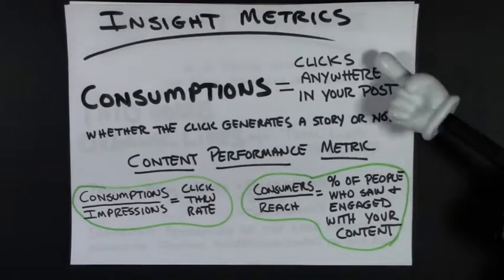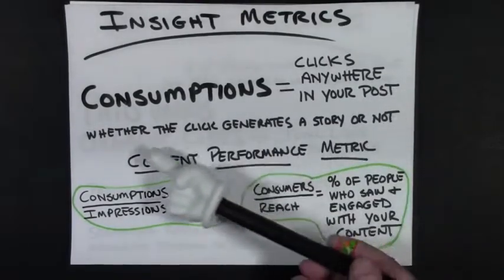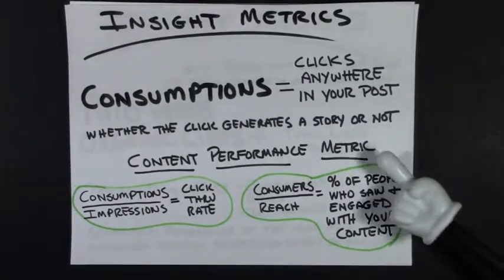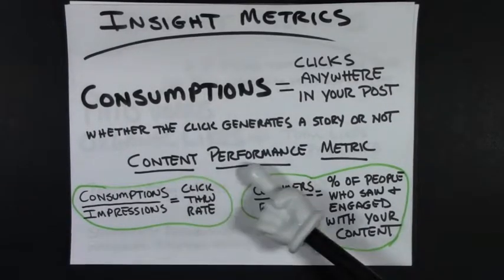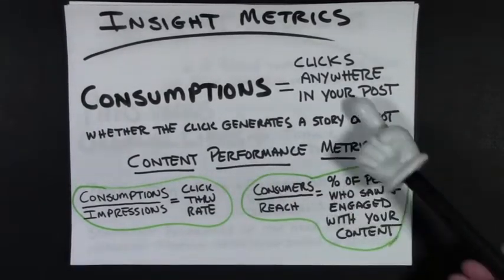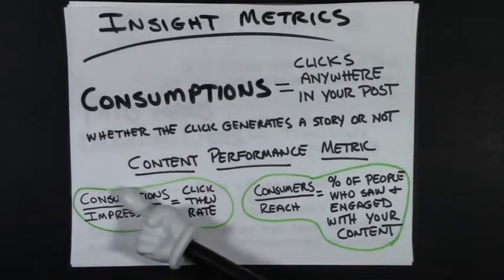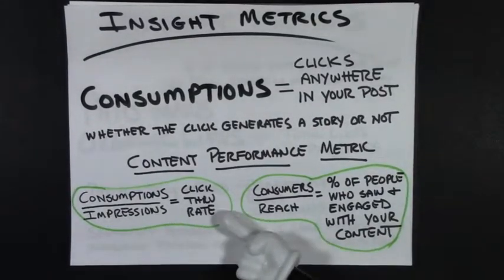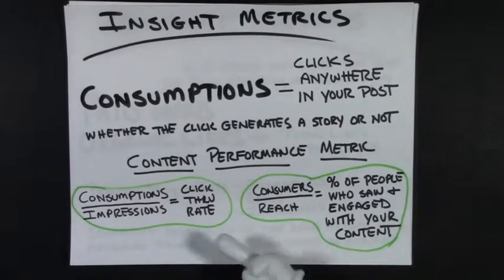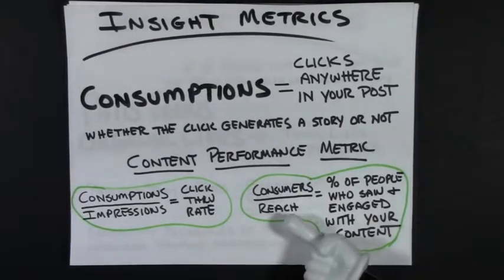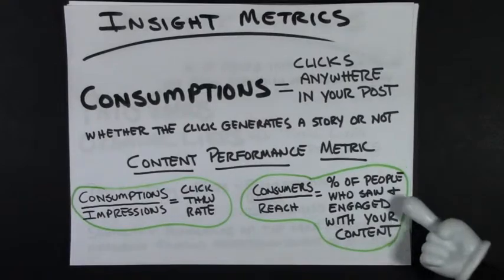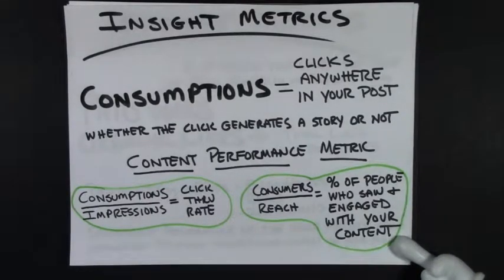Consumptions: clicks anywhere in your post, whether the click generates a story or not. This is your content performance metric. It's a very powerful metric, and when combined with impressions, consumptions divided by impressions, that is your click-through rate. Consumers divided by reach is the percent of people who saw and engaged with your content.